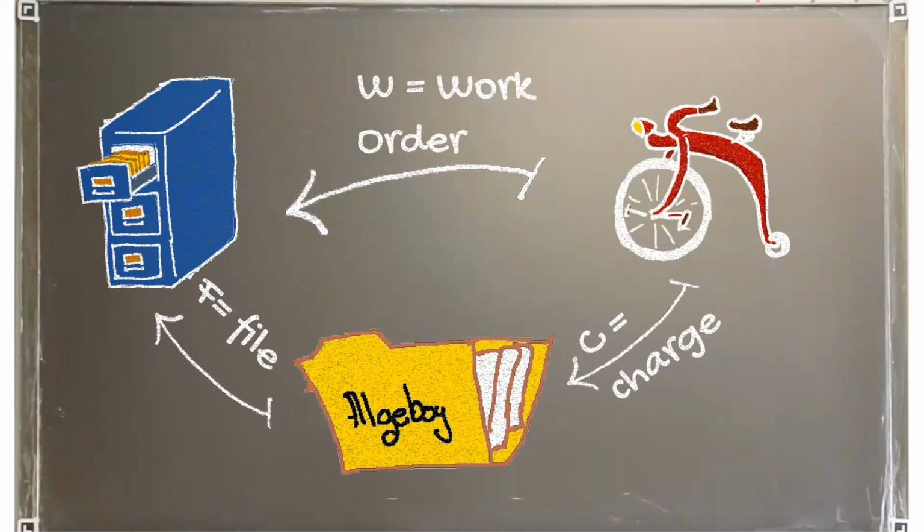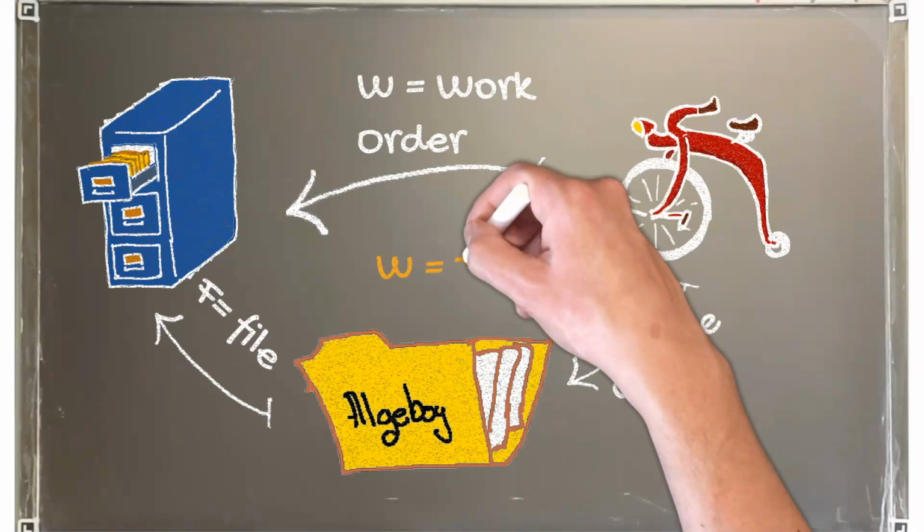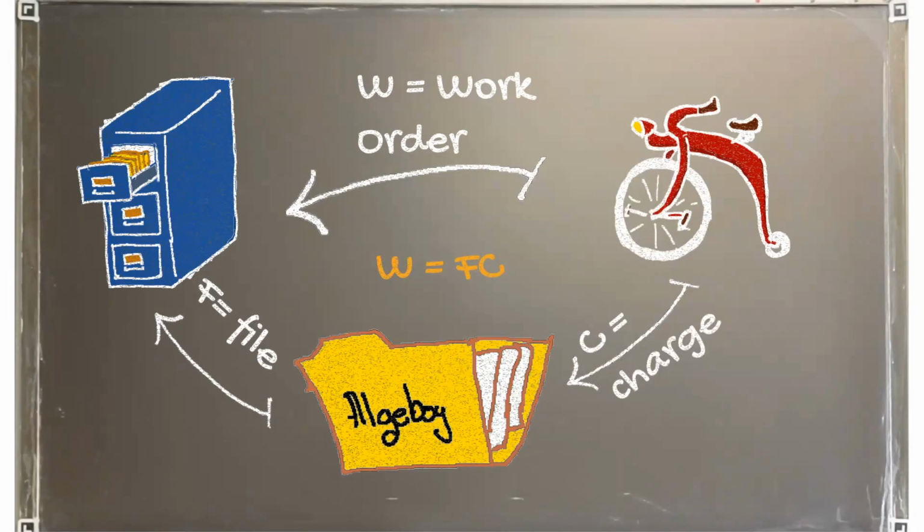The overall function w has just been factored into a composition of two functions. First, the charge function c. Then, the filing function, which we call f. As an equation, we can write w equals fc. That's what this commutative diagram is showing us. Two paths to the same place are hiding an equation.